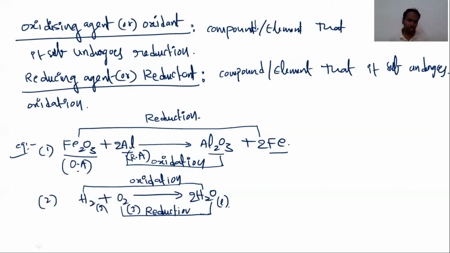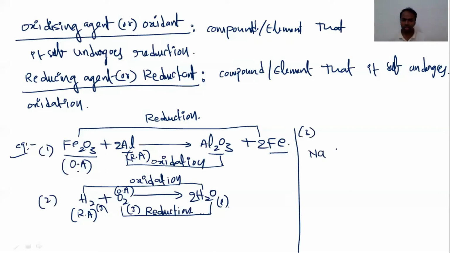Here H2 undergoes oxidation, that's why H2 is called the reducing agent. Whereas O2 undergoes reduction, that is the reason O2 is called the oxidizing agent. So these are the definitions, the introduction to oxidation, reduction, oxidizing agent and reducing agent. With respect to electrons, take one more example, the third example.